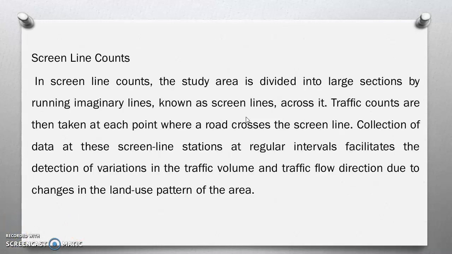Screen line counts. In screen line counts, the study area is divided into large sections by running imaginary lines, known as screen lines, across it. Traffic counts are taken at each point where a road crosses the screen line. Collection of data at these screen line stations at regular intervals facilitates the detection of variations in the traffic volume and traffic flow direction due to changes in the land use pattern of the area.